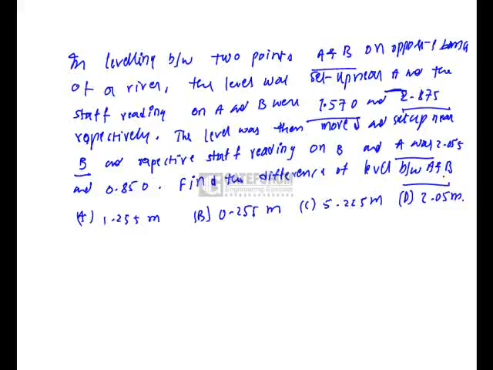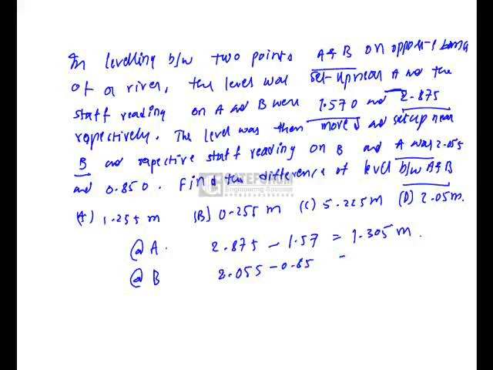So here the apparent difference in elevation of points A and B when staff at A is 2.875 minus 1.57, that is 1.305 meters. When staff at B, the apparent difference between A and B was 2.055 minus 0.85, that is 1.205 meters.